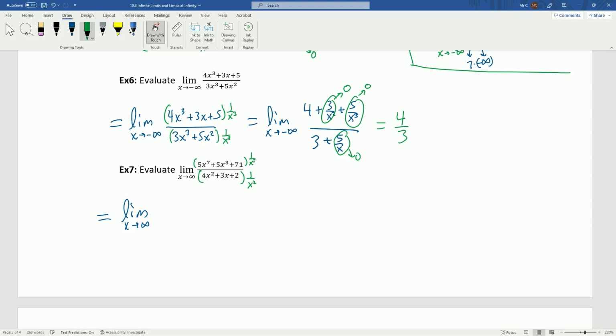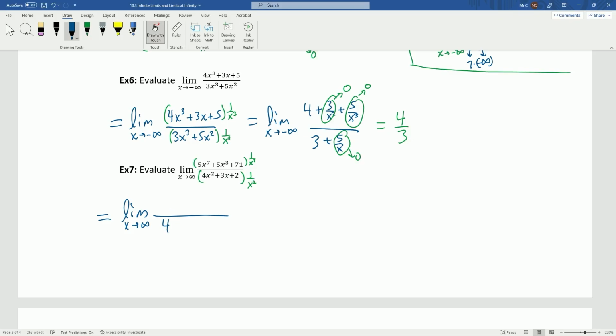Again, the highest power of the denominator, always. Many times I'll see students try to use the highest power of the numerator and get stuck when they try to evaluate it, because it becomes much harder to analyze. So just stick with the highest power of the denominator.